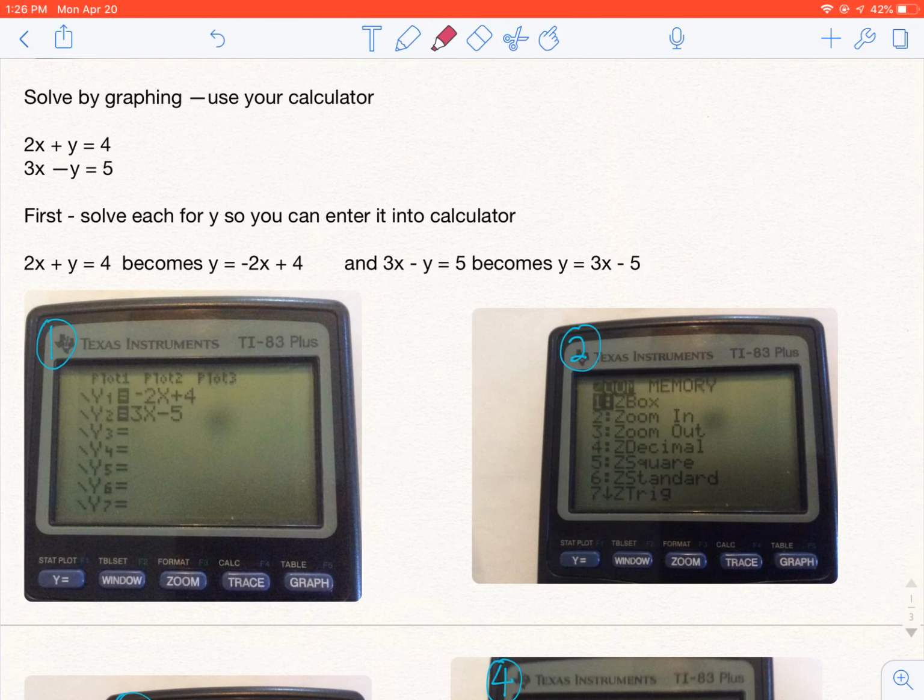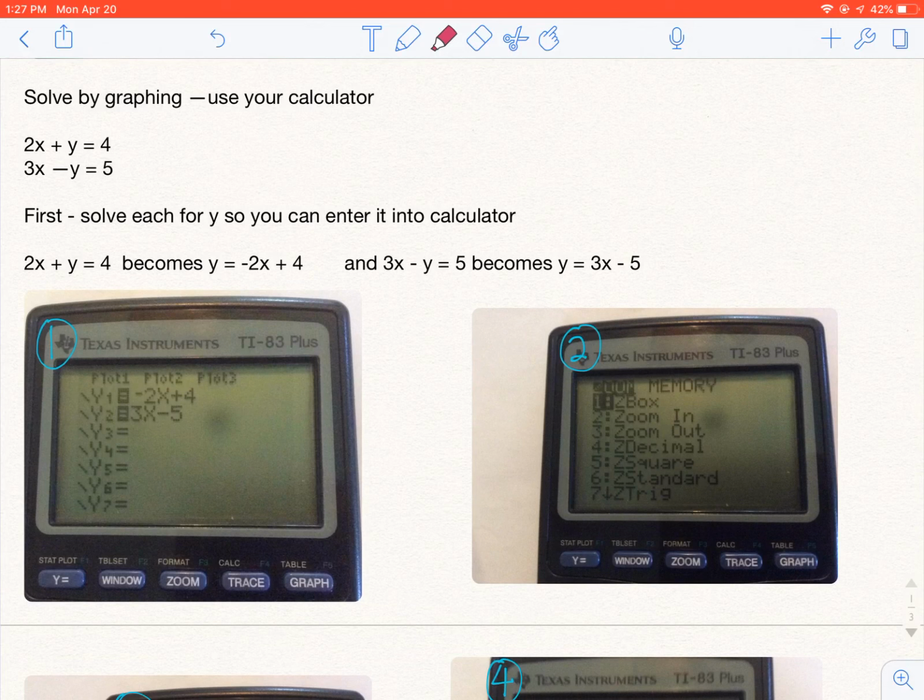I did it before I started the video, and I made a bunch of screenshots with my calculator, and I put them in number order so you can look at them in order. So I have 2x plus y equals 4 and 3x minus y equals 5.